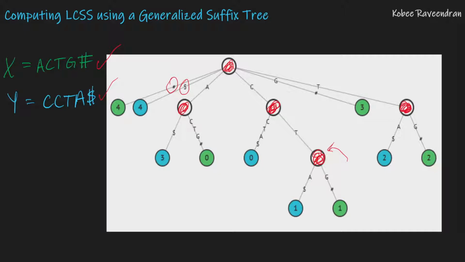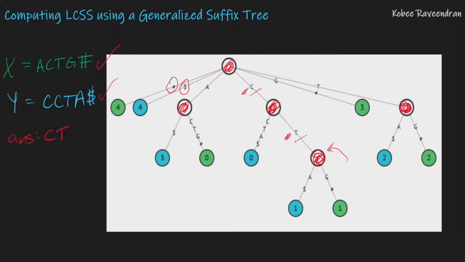So if we start at the root, we pick up the C, we pick up the T, and then we get there and we stop. And as we know from earlier, our answer was, in fact, CT. And this makes a lot of sense, right? Because what we're saying is that at this point, X and Y had something in common.